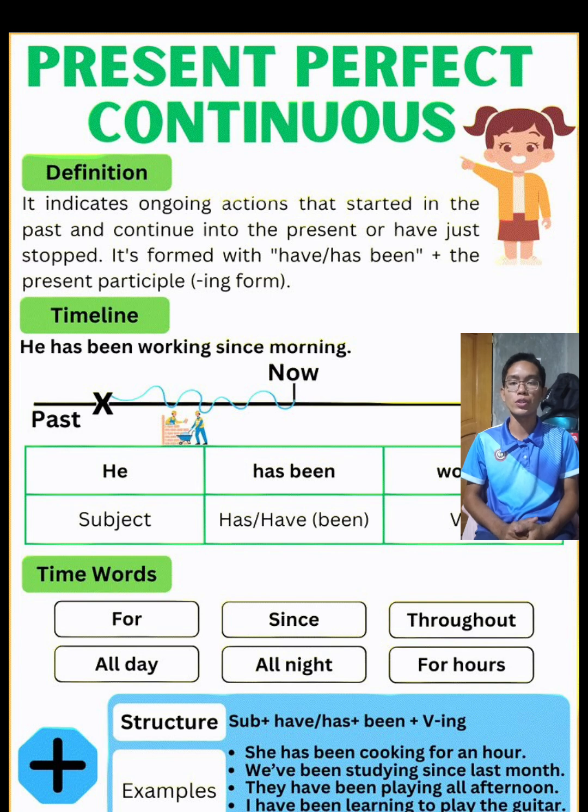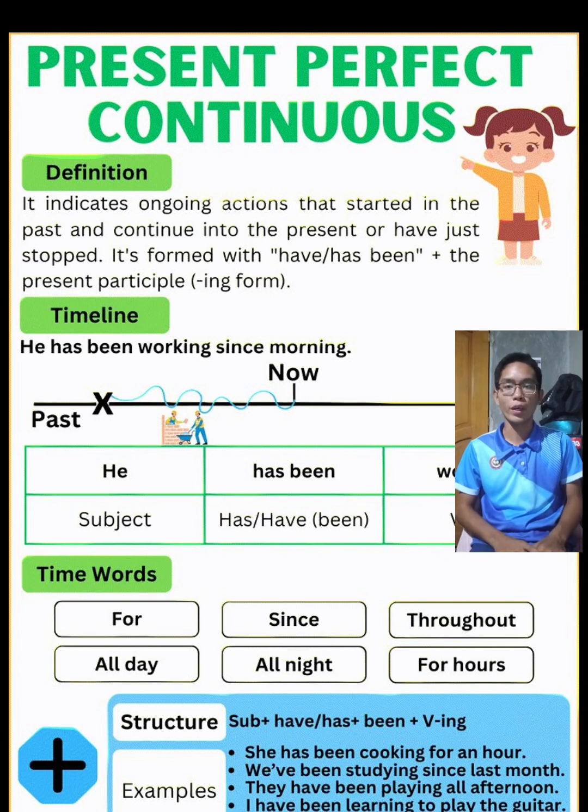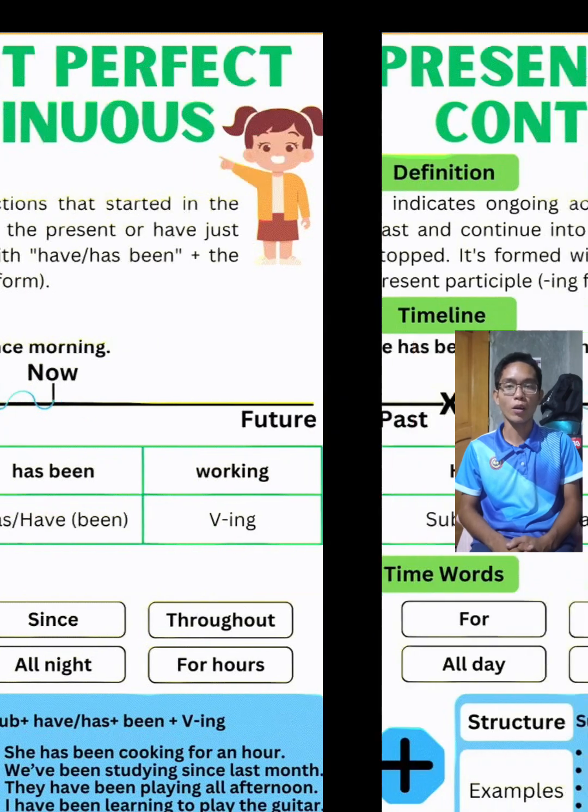Present perfect continuous tense describes an action that started in the past and continues to the present, or has just recently finished, and focuses on the duration of the action. It is formed with have or has been plus the present participle verb plus ing. For example, I have been working on this project since Monday. Next, she has been studying for the exam all day.